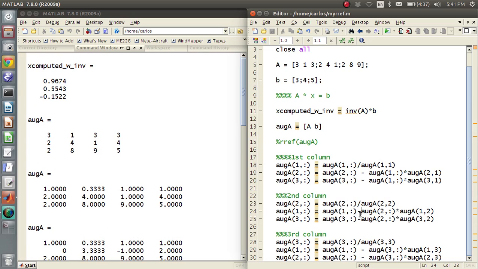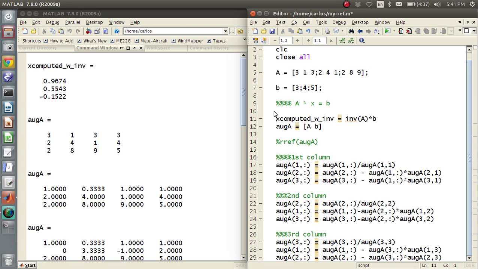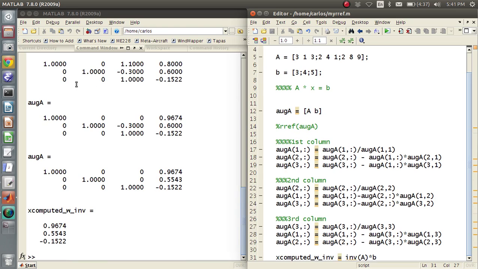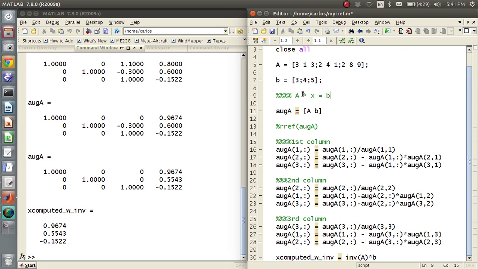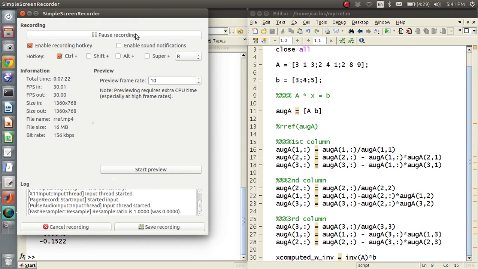I'm going to put this guy down here at the bottom so we can compare. And there we go. They're the same. So again, if I went to a 4x4 matrix, I would have to do this again manually. So that's why I want to use a for loop. I'm going to pause it real quick.